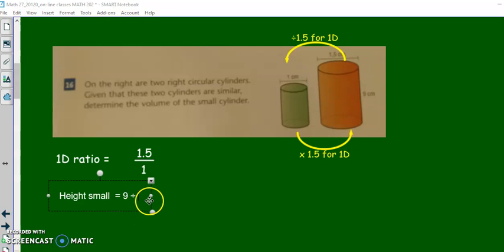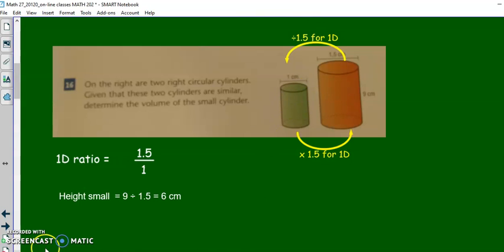9 divided by 1.5 equals 6 centimeters. So now we know the height of the small cylinder. That's all the information we need to find the volume.